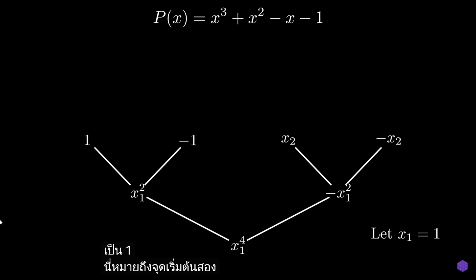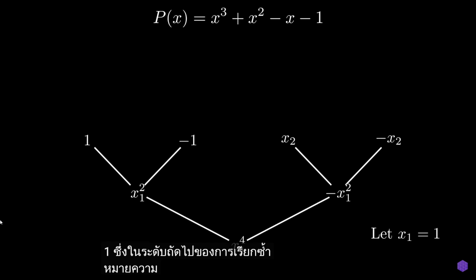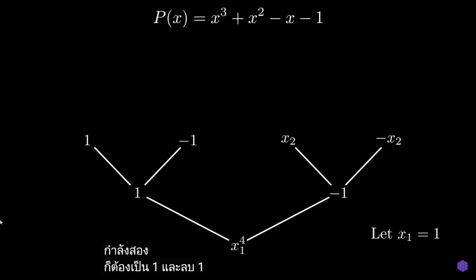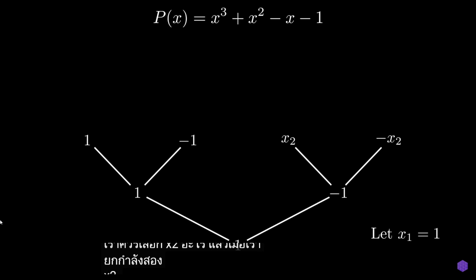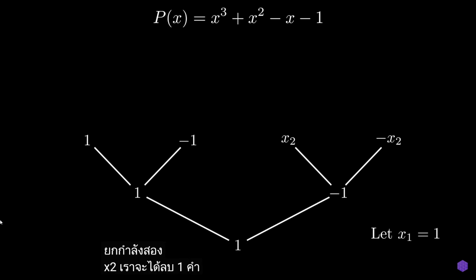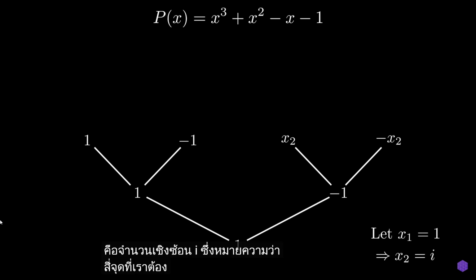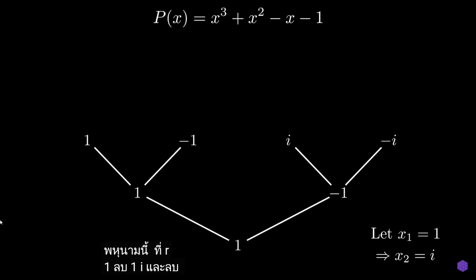This means 2 of our initial points are 1 and negative 1, which at the next level of recursion means that x1 squared and negative x1 squared also have to be 1 and negative 1, respectively. And at the bottom layer, we have only one point which ends up being 1. Now the question becomes, what x2 should we choose so that when we square x2, we end up with -1? The answer to that is the complex number i, which means that the 4 points that we need to evaluate this polynomial at are 1, -1, i, and -i.